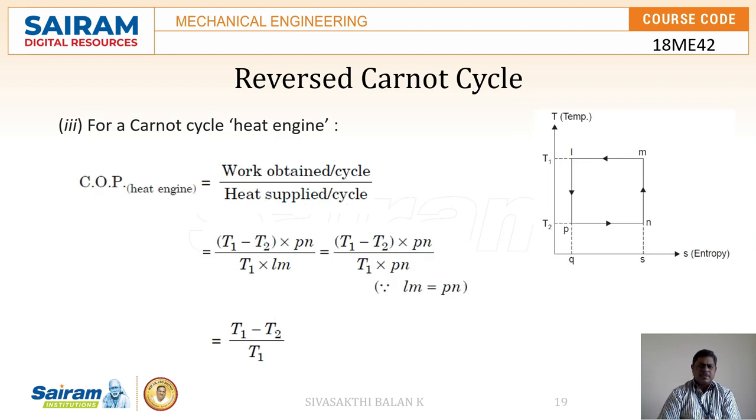Now let us see a Carnot cycle which acts as a heat engine. A heat engine is a device which absorbs heat as input and converts that heat into useful work as output. The definition of efficiency for the heat engine is the work obtained per cycle to the heat supplied per cycle. If you apply the same procedure which we explained in the previous slides, you will get the final result for the heat engine as T1 minus T2 divided by T1.